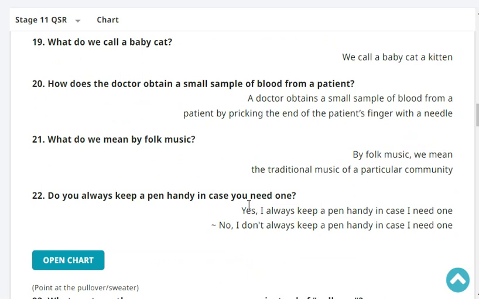How does a doctor obtain a small sample of blood from a patient? A doctor obtains a small sample of blood from a patient by pricking the end of the patient's finger with a needle.